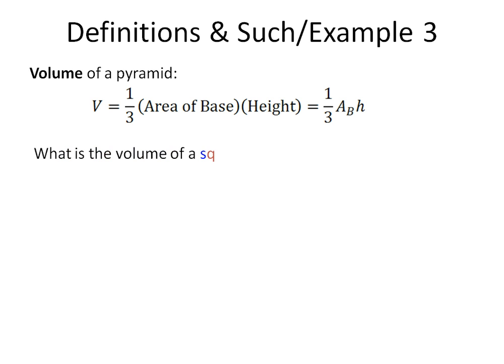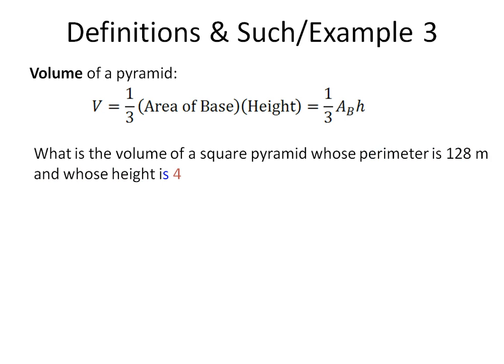Okay, so let's look at example 3. What's the volume of a square pyramid whose perimeter is 128 meters and whose height is 42 meters? Since they gave us perimeter and it is a square, this means we have to find the length of one side of the square, which is simply take the 128 meters and divide by 4. So the side length is equal to 128 divided by 4, which is 32 meters.